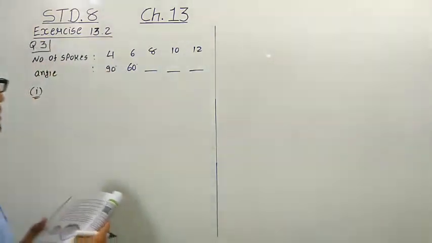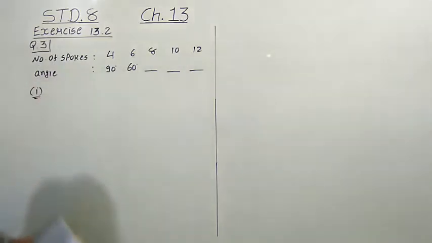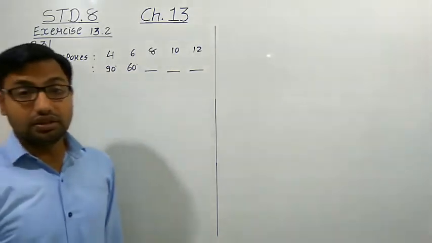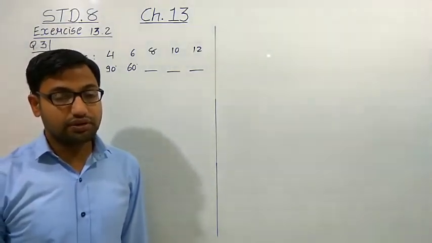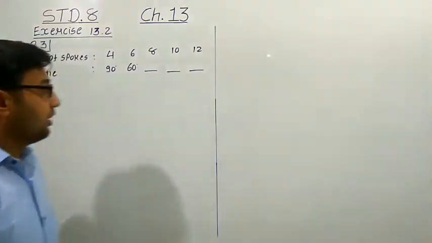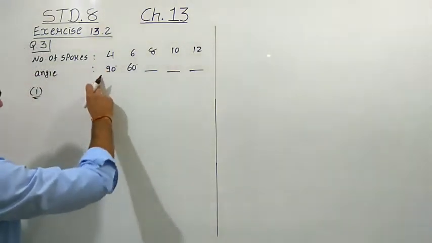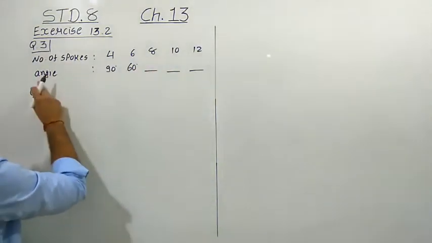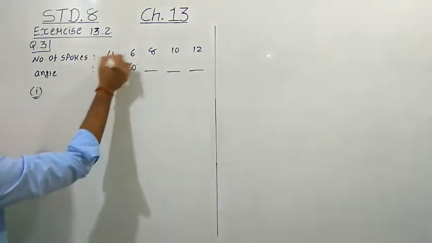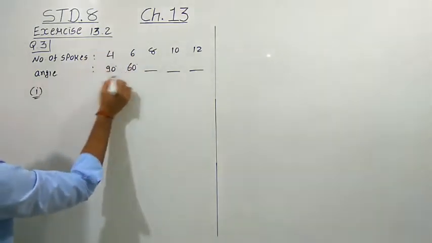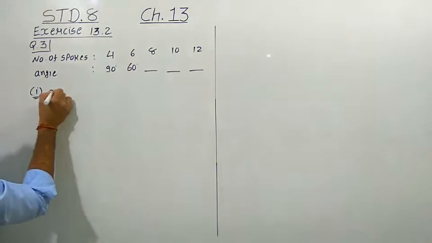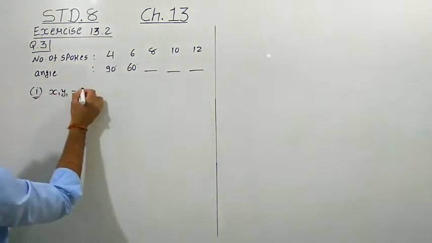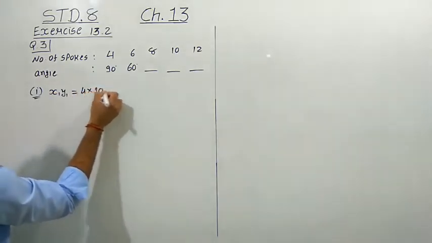First thing is that two quantities are there, number of spokes and angle between the spokes. Are both the quantities in inverse proportion? We know that for inverse proportion we have to check that the multiplication of these two quantities must be equal to the multiplication of these two quantities. Let us say number of spokes x, angle as y. So this first value we can consider as x1 and this value as x2. So let us take here x1, y1. What is the value of x1 y1? We get 4 into 90.